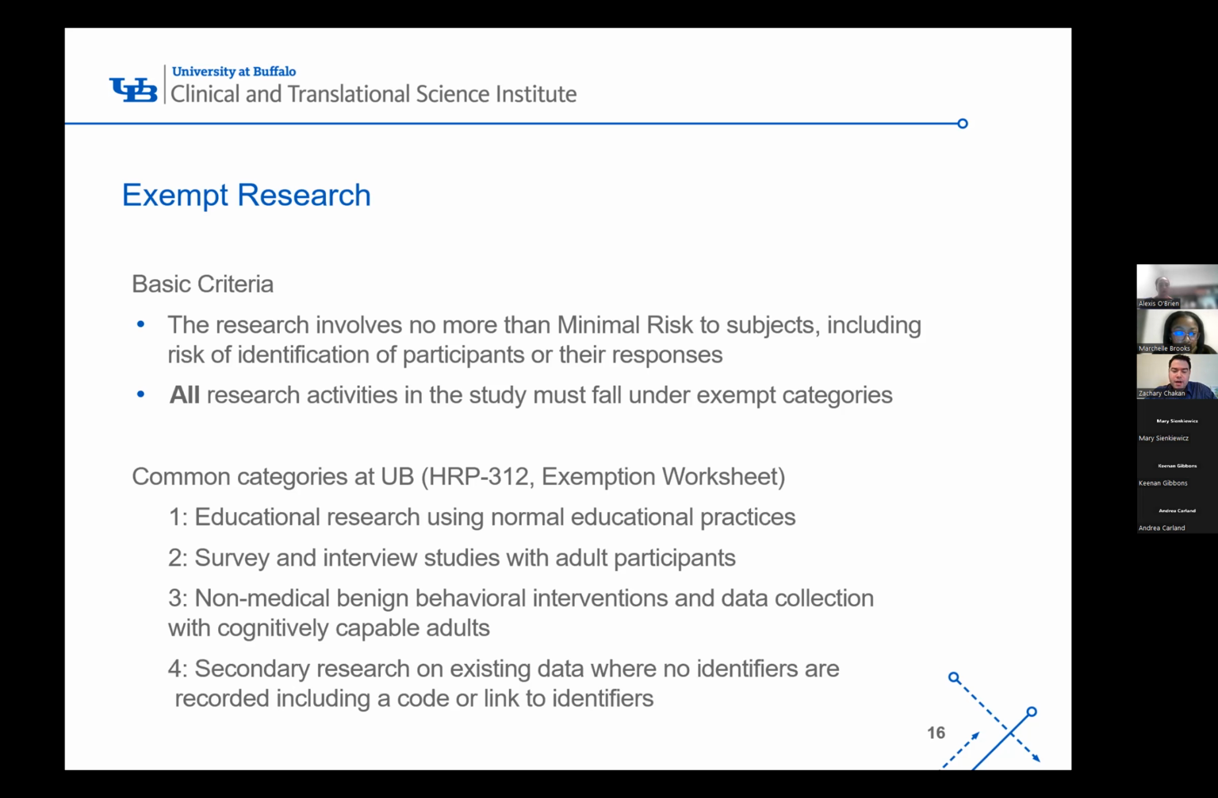Exempt 3 is non-medical benign behavioral interventions and data collection with cognitively capable adults. And exempt 4 is secondary research on existing data where there are no identifiers recorded in the data, including a code or a link to identifiers. So if you're doing a chart review or looking at prior data and there's any identifier still in the data, we cannot review it as exempt.